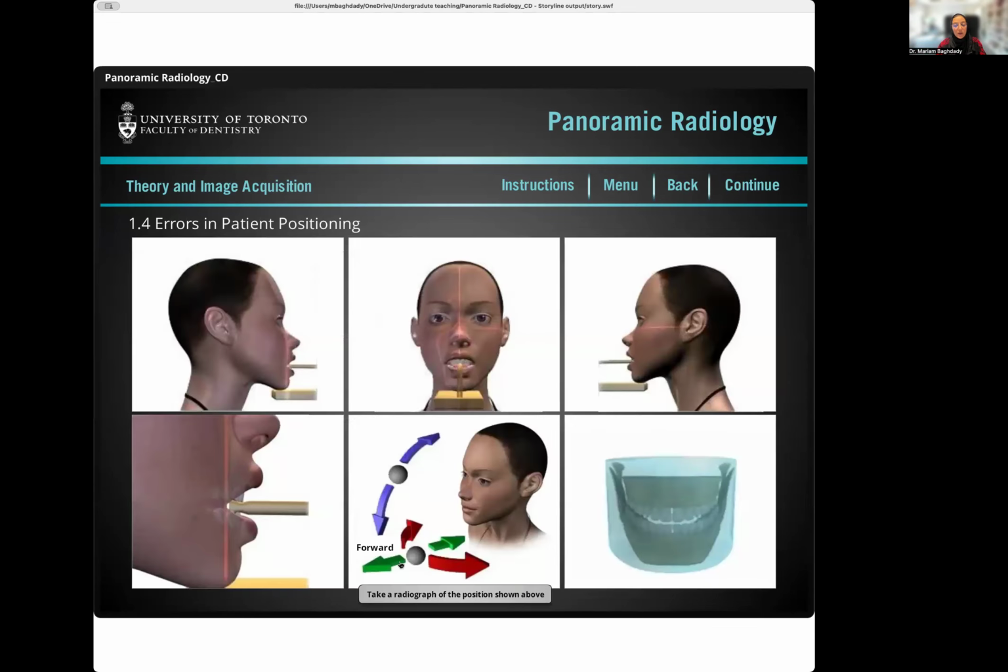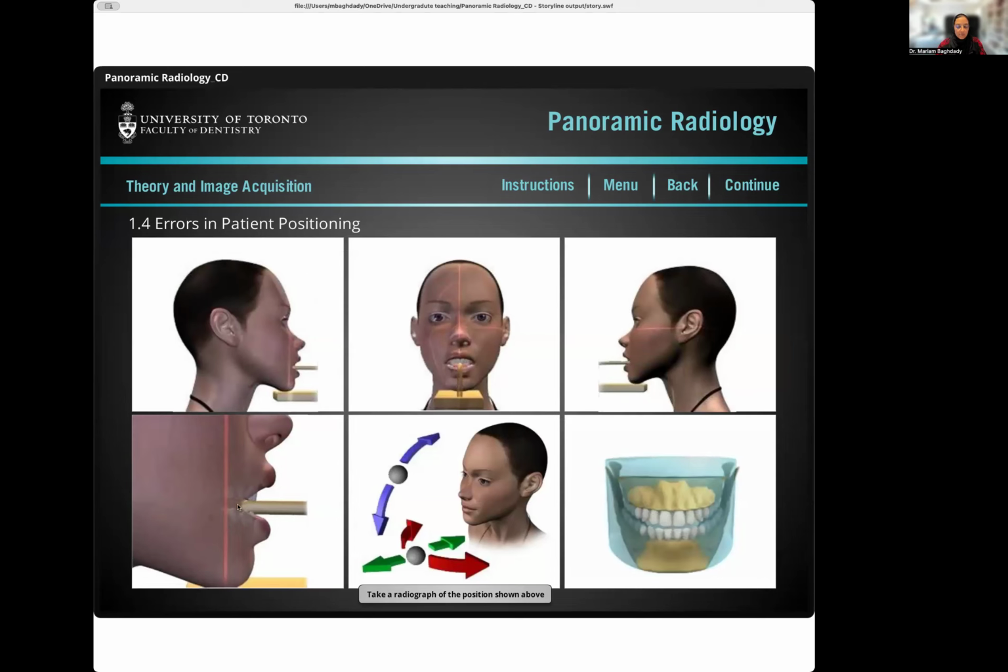So what happens if I go too far forward? My canine line is going to go all the way back here. And now what I've done is I brought everything forward, right? And what do we see here? It's outside of the focal trough, so it's going to be blurred, and it's going to be minified, the opposite, right? It's going to be minified.